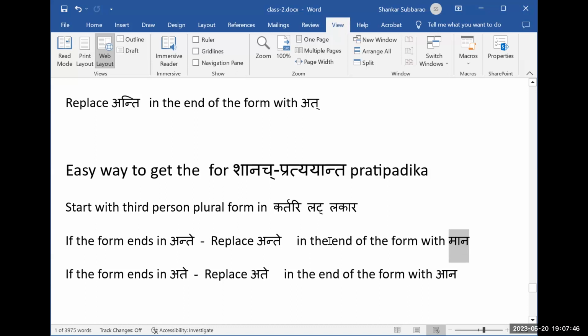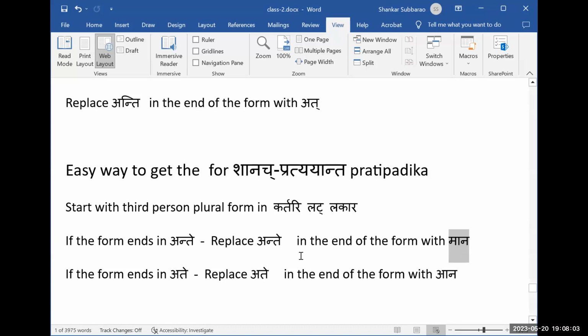This applies only to atmanepada, mind you. So you cannot do this for pathadhatu. You cannot say pathamana. Not possible. It will become pathat only. And labh will not become labhat. It will only become labhamana. What does it mean? Gaining. Present tense.